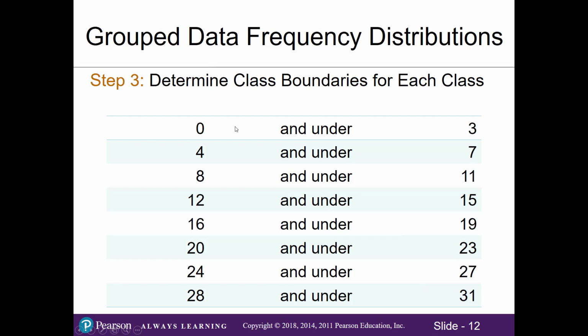So in step 3, we'll create our boundaries for each class. The first class will be between 0 and 3, and if we count 0, 1, 2, 3, that's 4 right there. That's a width of 4 numbers. Our next class is between 4 and 7, 8 and 11, and so on. As you can see, we're not missing any numbers and we're not overlapping any numbers. On the left, we have the lower end of our classes, and on the right side, we have the upper end of our classes, and they should be even.